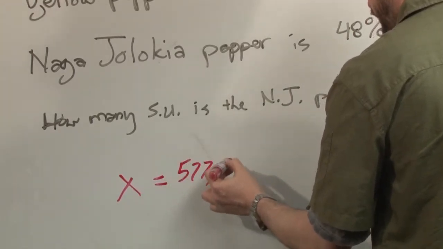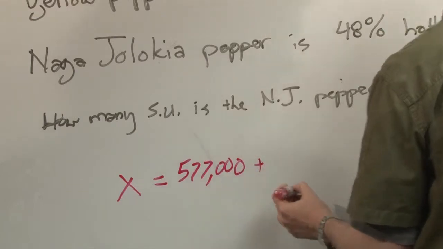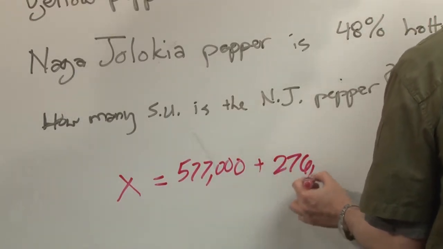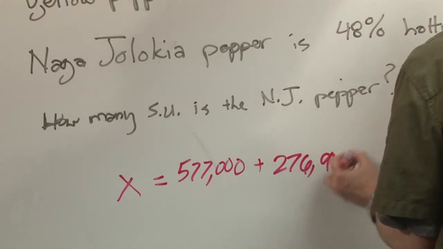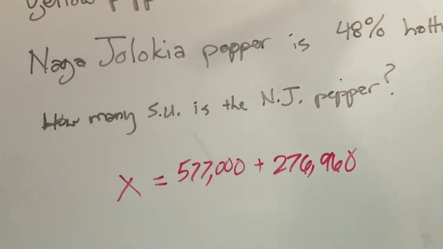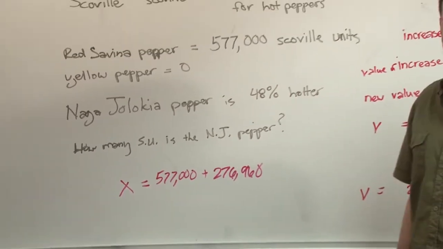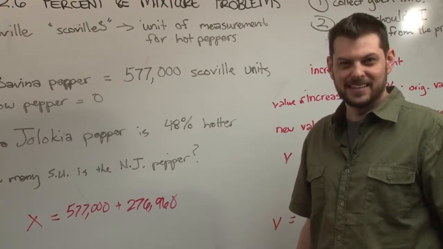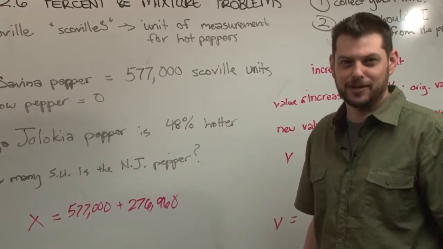577,000 plus 276,960. That's 854,000, something like that. It's a pretty big number. That's hot. So, you know, if you like hot stuff, good luck with that. Okay?